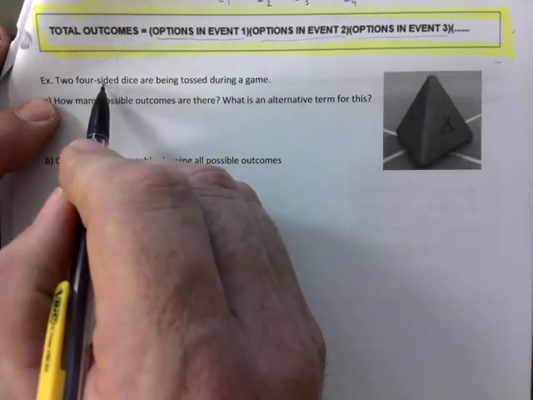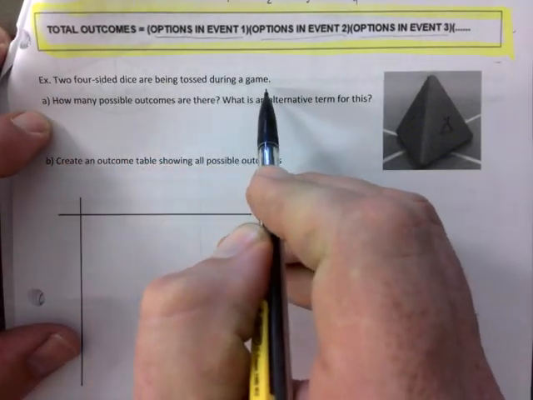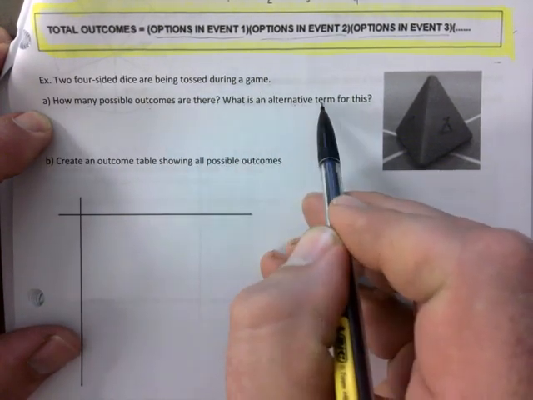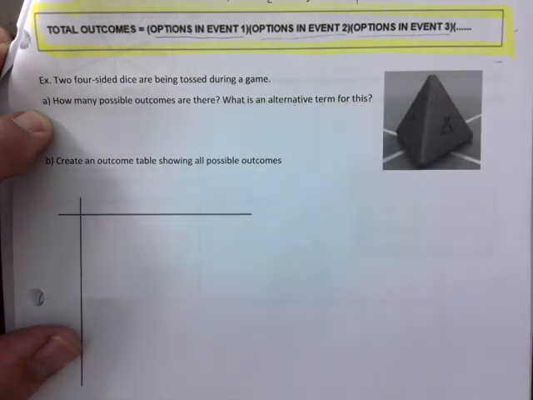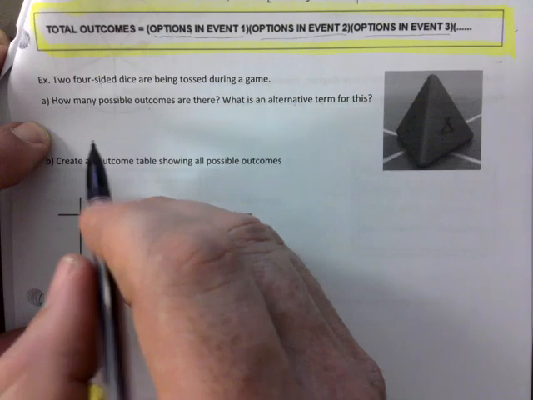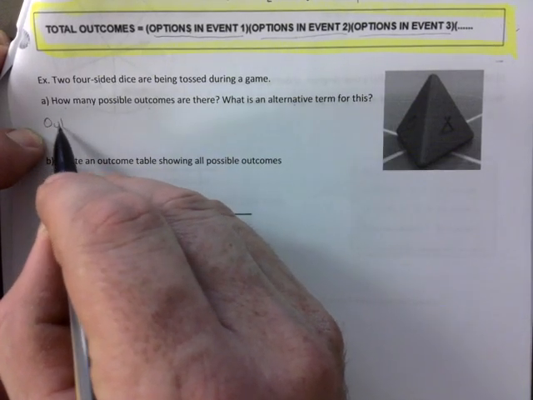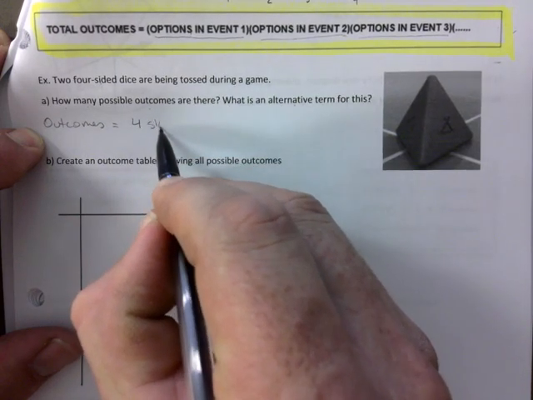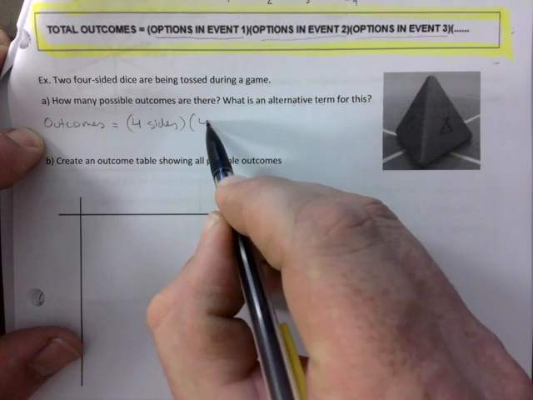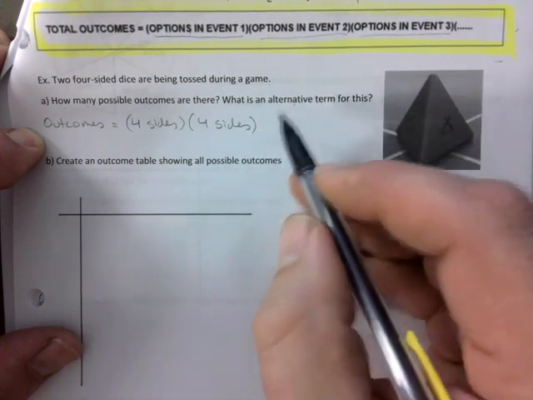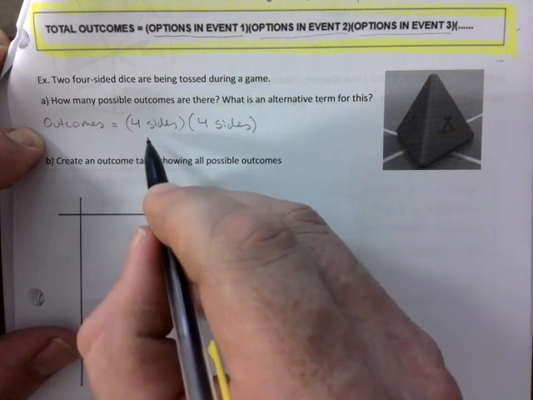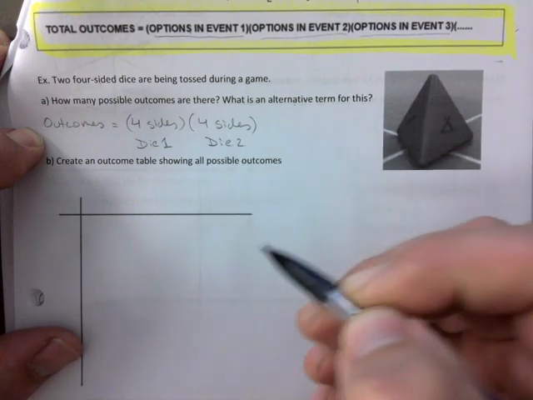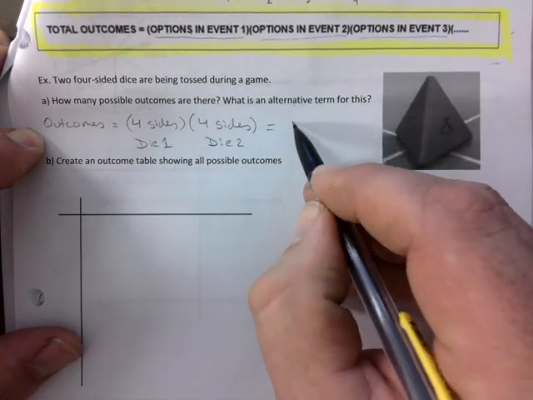You have two four-sided dice and they're being tossed during a game. How many possible outcomes are there? What is an alternative term for this word that we're just using here for the possible outcomes? Outcomes would be four options, four sides times four sides. This is die number 1, this is die number 2. So 4 times 4 would be 16 outcomes.